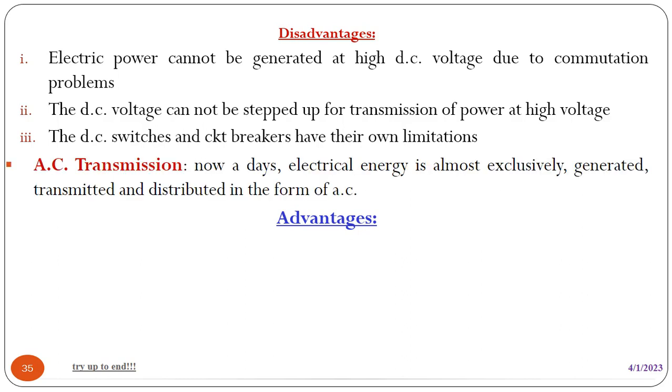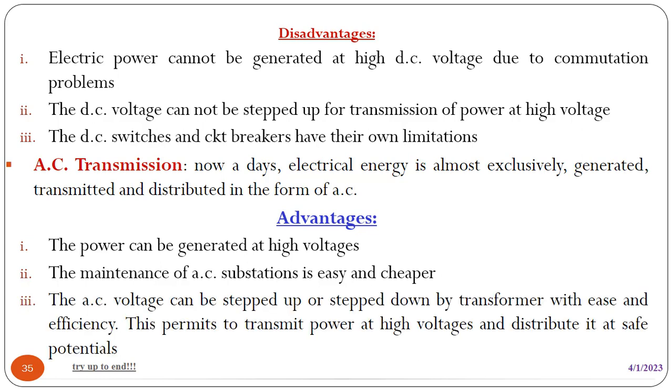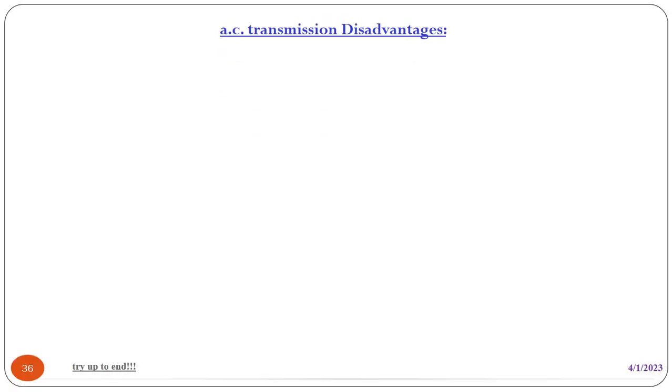AC transmission: nowadays, electric energy is almost exclusively generated, transmitted, and distributed in the form of AC. Advantages: the power can be generated at a high voltage. Maintenance of an AC substation is easy and cheaper. The AC voltage can be stepped up or stepped down by a transformer with high efficiency. This permits transmitting power at a high voltage, and distribution is at a safe potential.